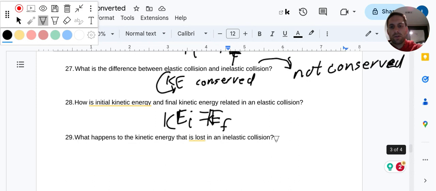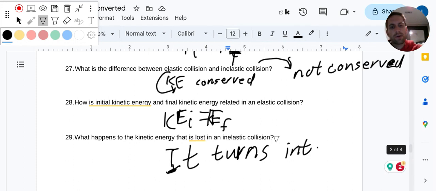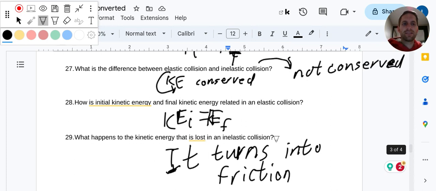The final part is, what happens to the kinetic energy lost? Well, it usually will turn into some kind of heat energy. It doesn't go away, it doesn't vanish, it just gets converted to something else. So it turns into friction, a catch-all for everything that relates to heat and stuff.